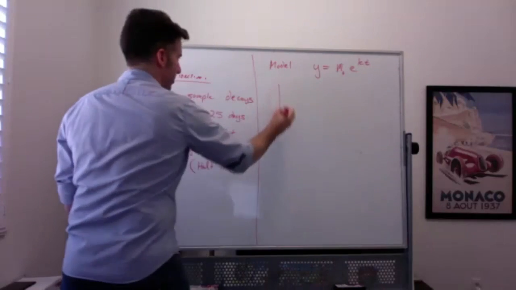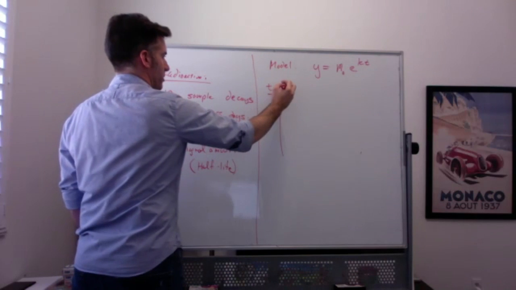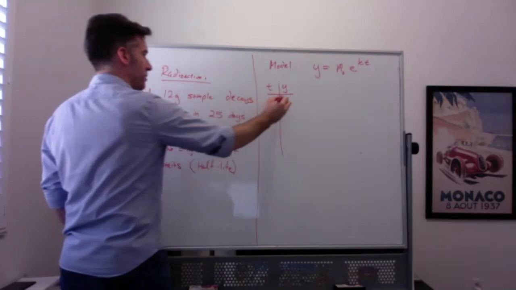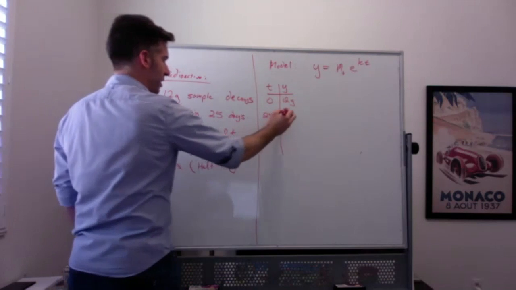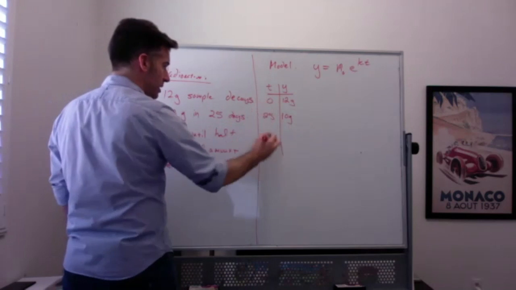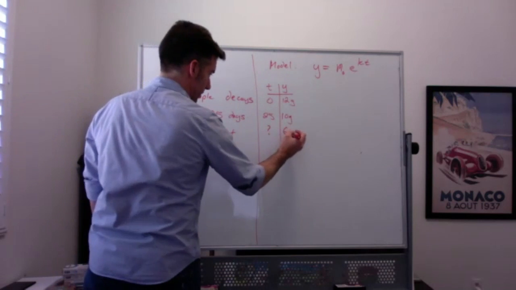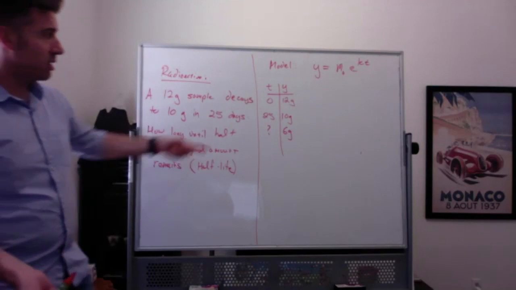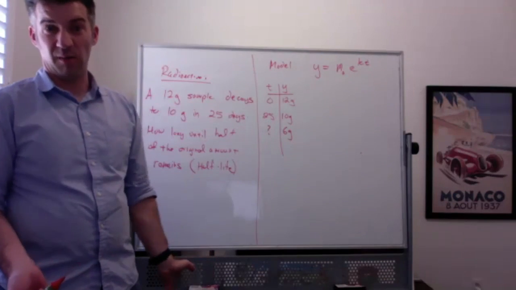And then I'm going to make my table. My table says I have my time and I have my amount. I know at time 0, I have 12 grams. I know 25 days later, I have 10 grams. I'm also asking how many days until there's half of what I started with, which is 6 grams. So we're going to use these two pieces of information, but first, to figure out the model.